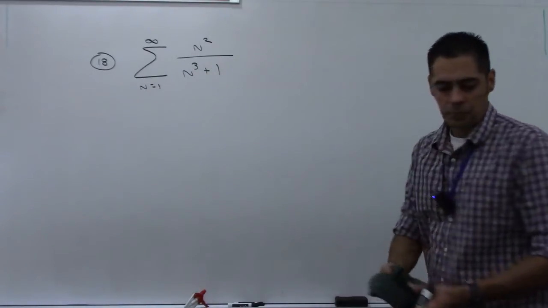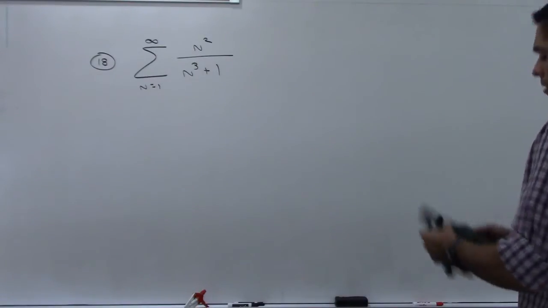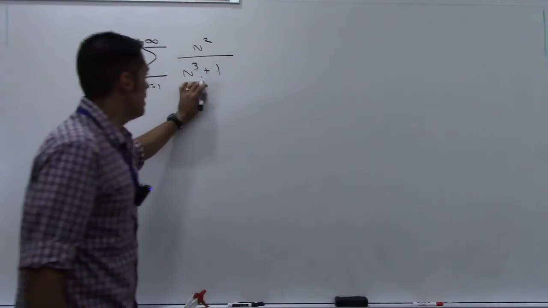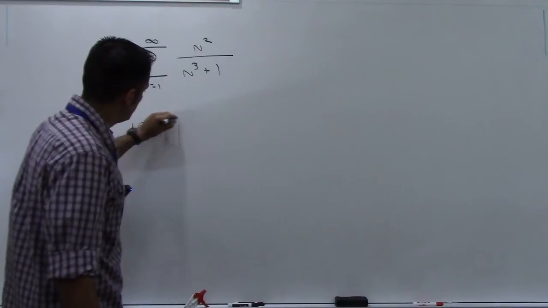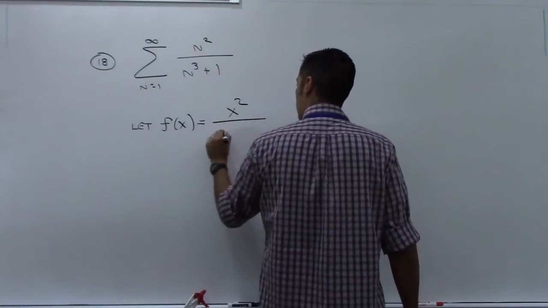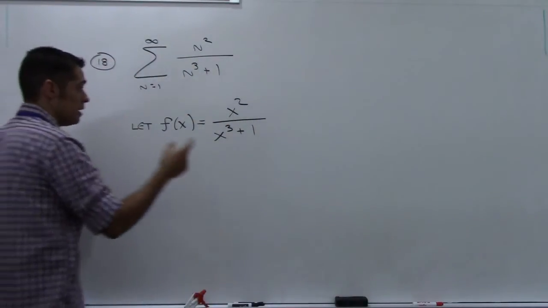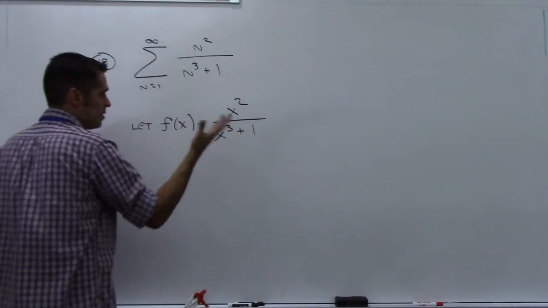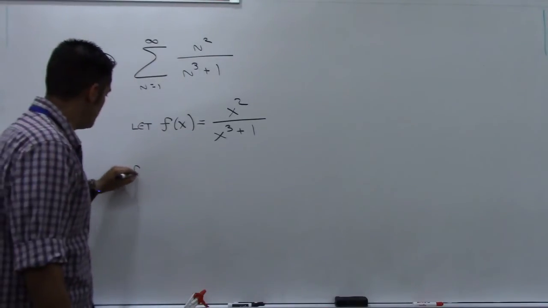So let's see. Integral test. The reason why I'm thinking integral test is because I know that if I convert this over to a function, if I let f of x be equal to x squared over x cubed plus 1, I can integrate this pretty easily because I can let u be the bottom, and the derivative of that is up there almost. So I have basically a basic substitution on this, which is nice. The problem is that I have to show f is continuous.